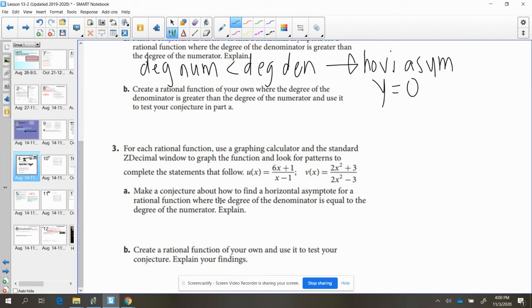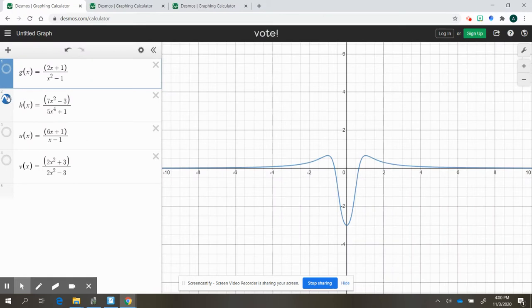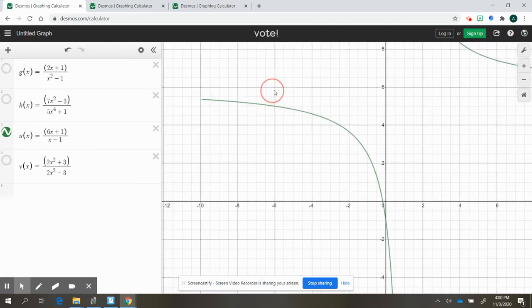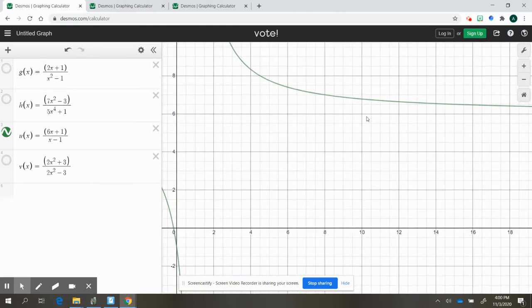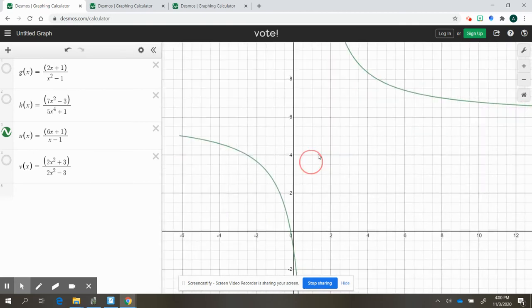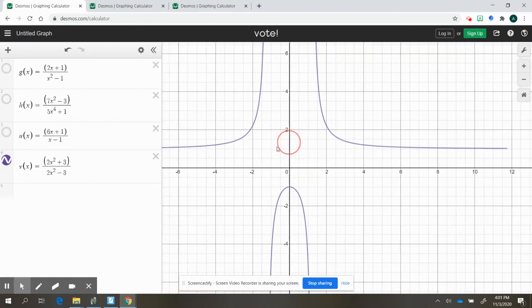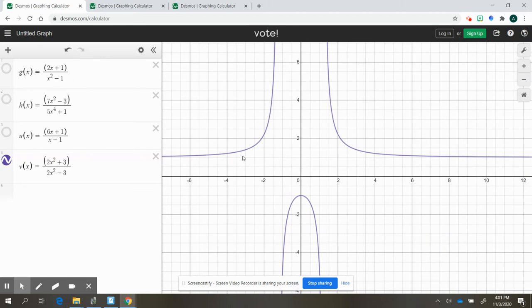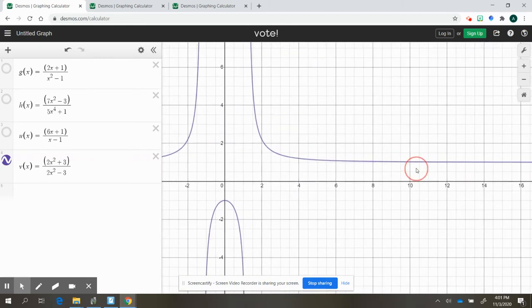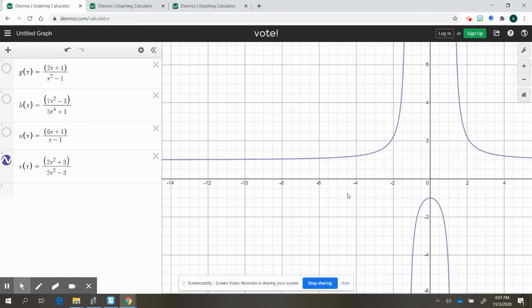Now, for number 3, we have u of x and we have v of x. Okay, so going back to our graphs here, we look at u of x and v of x. The degrees are the same. This is both to the first, this is both to the second. So what we're noticing here is this time the horizontal asymptote is at y equals 6 as we look at our end behavior for u of x, and for v of x, our horizontal asymptote ends up being at 1, what we're approaching horizontally. Again, we're looking at the end behavior here and over here.